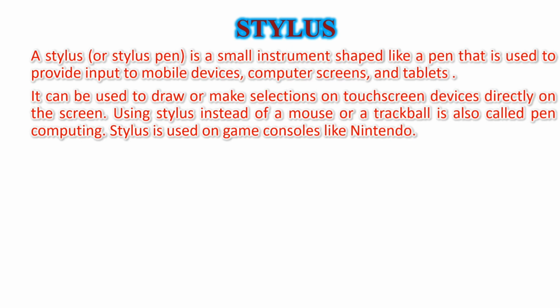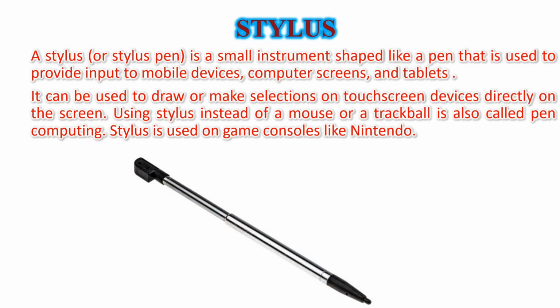I will discuss the stylus. A stylus or a stylus pen is a small instrument shaped like a pen that is used to provide input to mobile devices, computer screens and tablets. It can be used to draw, make selections and touch screen devices directly on the screen. Using a stylus instead of a mouse or a trackball is also called pen computing. The stylus is used on game consoles like Nintendo.